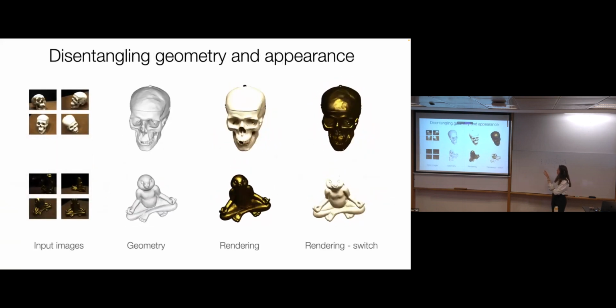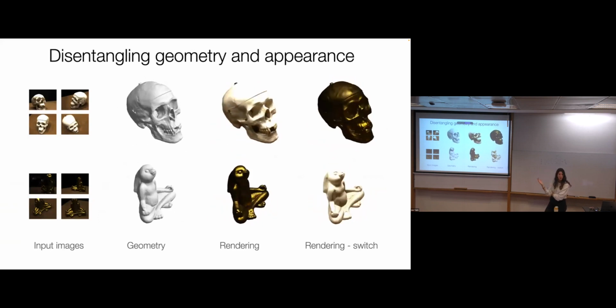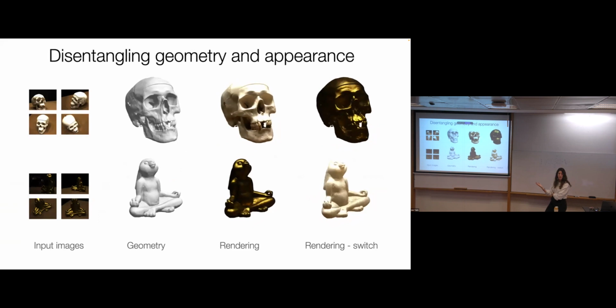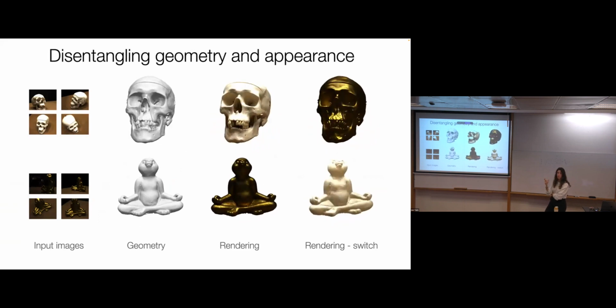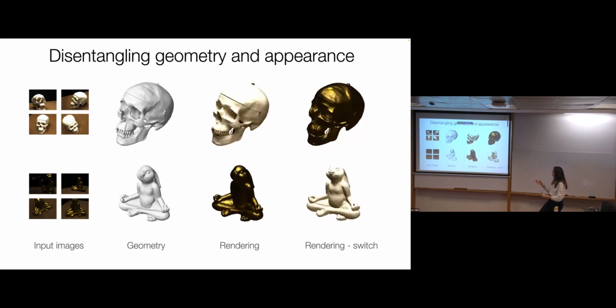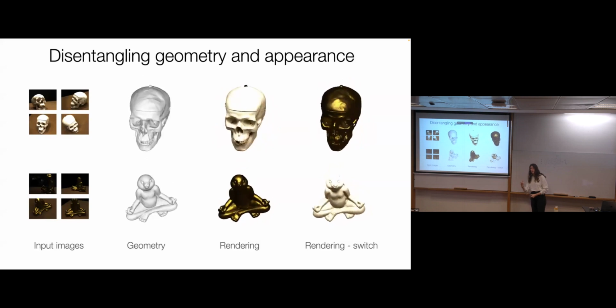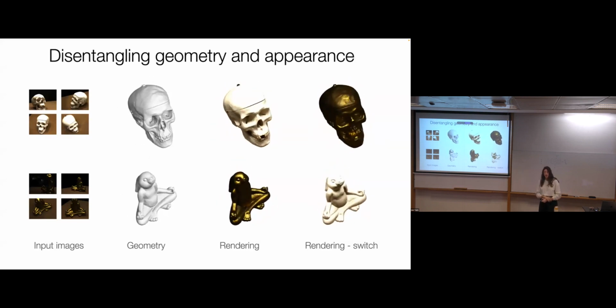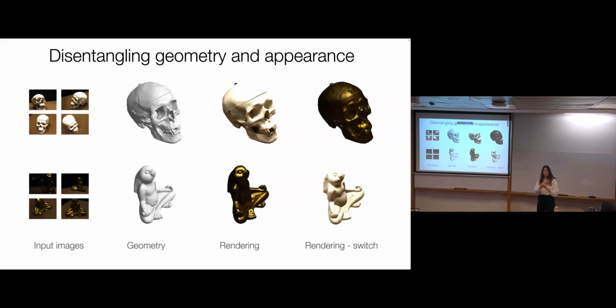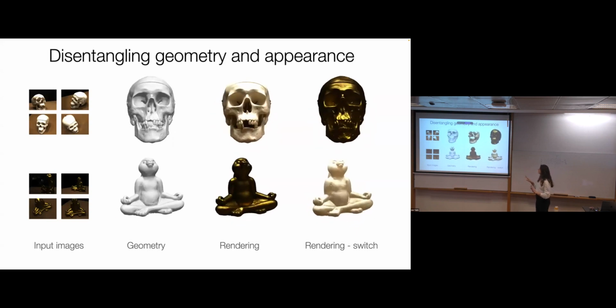Another thing that I talked about, I mentioned that if we're going to have a perfect disentanglement of the geometry and the appearance, we'll be able to switch between the renderer and the geometry, and render different geometry with the same render part. This will give us the perfect disentanglement between the geometry and appearance. And it can be seen here.